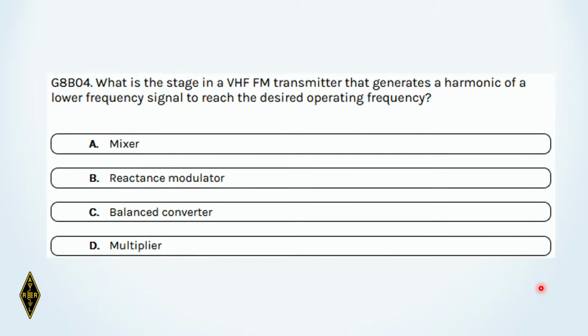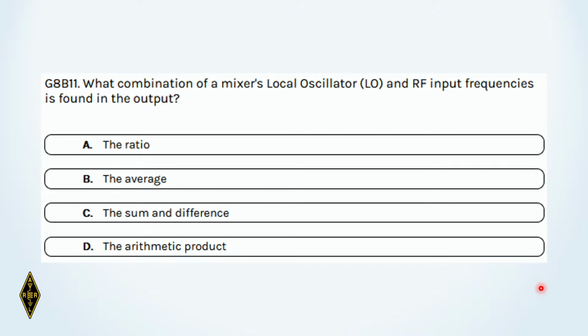Heterodyning. And what is the stage in an FM or VHF FM transmitter that generates a harmonic of a lower frequency signal to reach a desired operating frequency? Delta, a frequency multiplier. Yeah, we're going to come back to this in a second. And what combination of a mixer's local oscillator and RF input frequencies is found in the output? Charlie, it's the sum and the difference plus the original two frequencies.